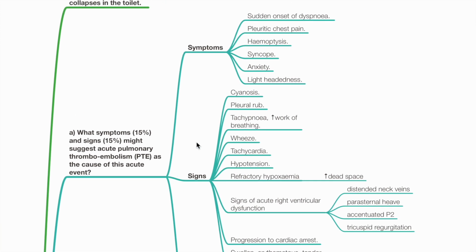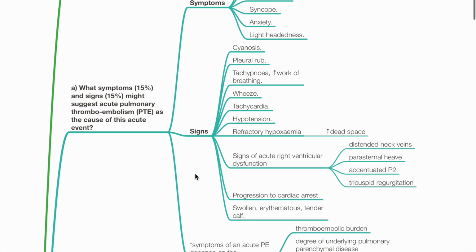Possible symptoms include sudden onset dyspnea, pleuritic chest pain, hemoptysis, syncope, anxiety and lightheadedness. Possible signs include cyanosis, pleural rub, tachypnea, wheezing, tachycardia, hypotension, refractory hypoxemia, signs of acute right ventricular dysfunction such as distended neck veins, parasternal heave, accentuated P2 and tricuspid regurgitation, cardiac arrest, swollen erythematous tender calf.